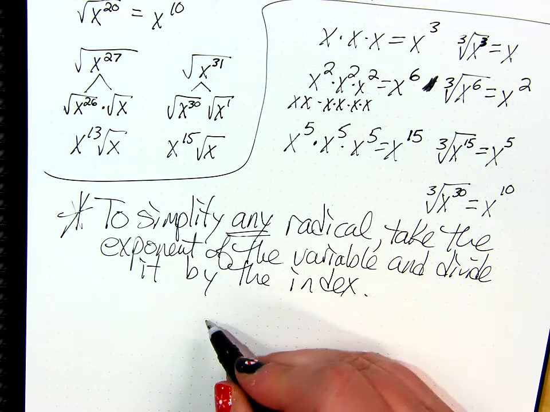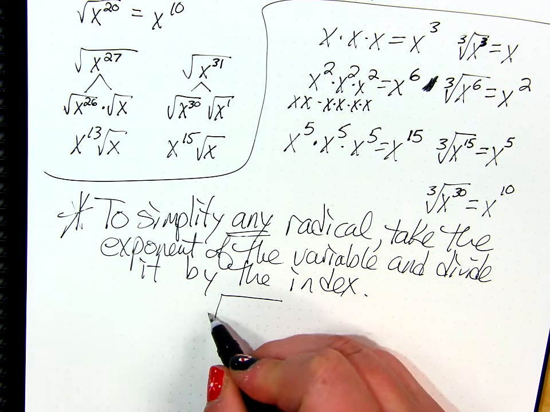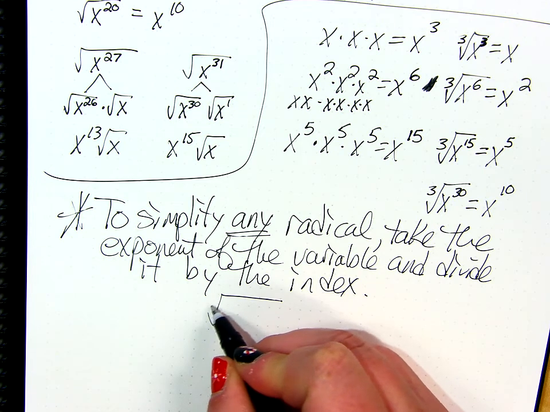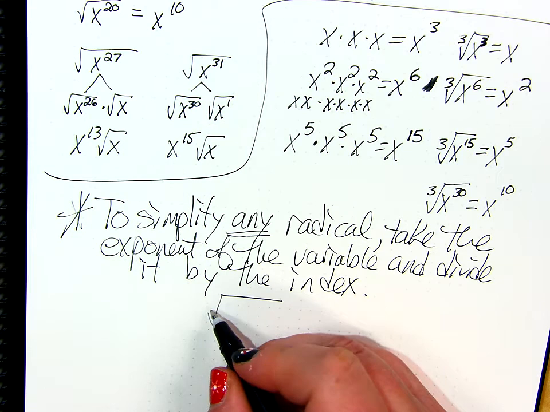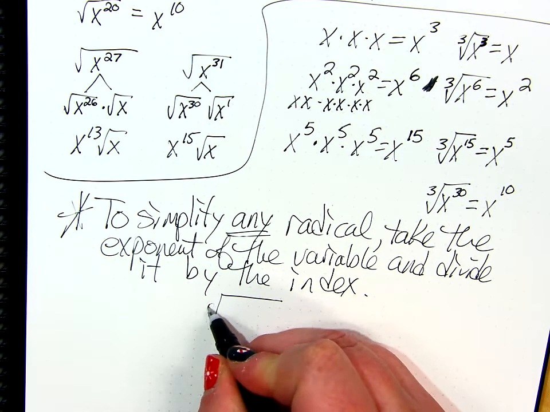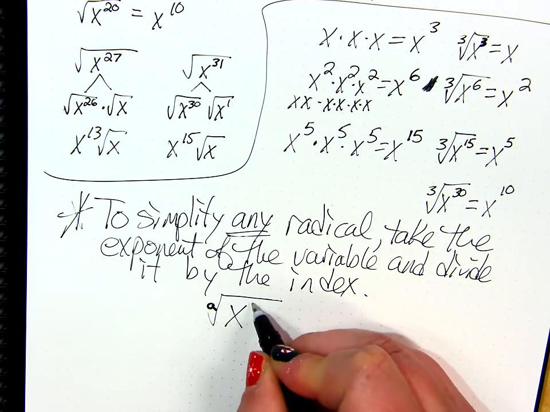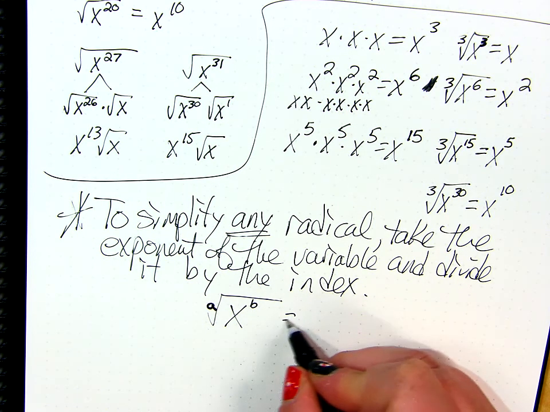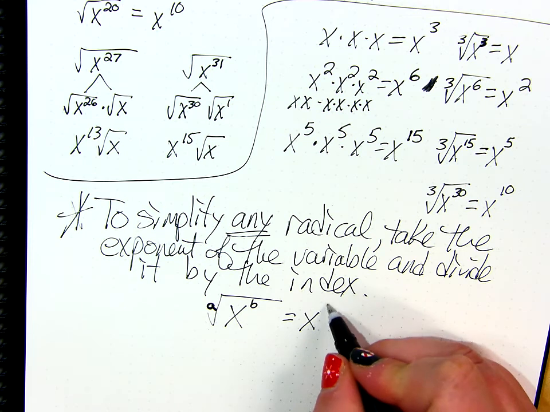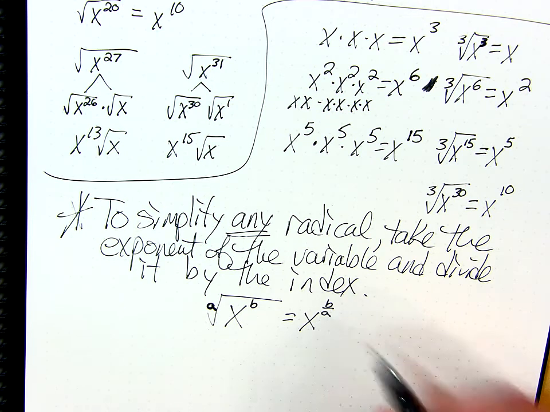So if I had some index, let's put an a right there for whatever the index is, and x to some power b, let's say. The answer would always be x to the b divided by a.